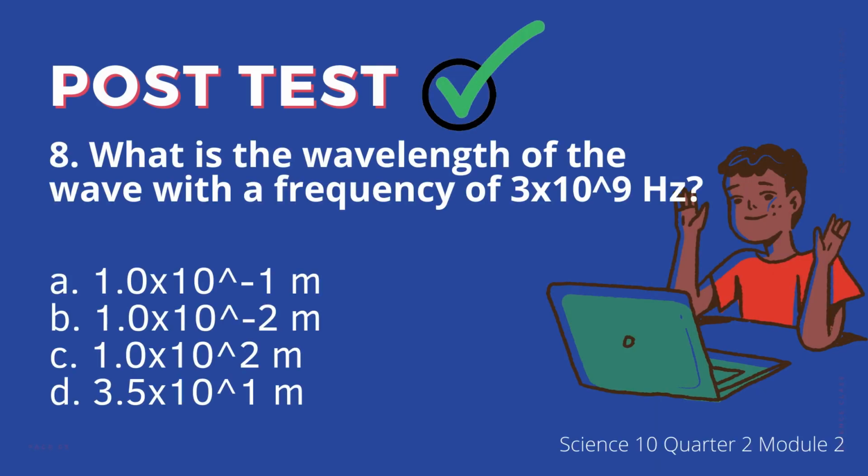8. What is the wavelength of the wave with the frequency of 3 times 10 to the 9 Hz? A. 1.0 times 10 to the negative 1 meters. B. 1.0 times 10 to the negative 2 meters. C. 1.0 times 10 to the positive 2 meters. D. 3.5 times 10 to the 1 meters.